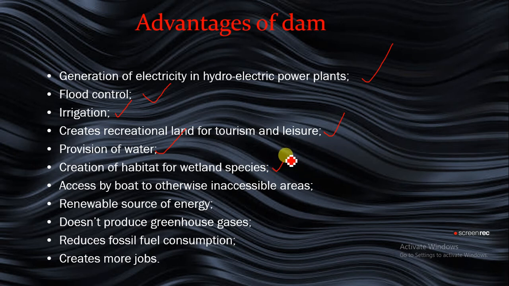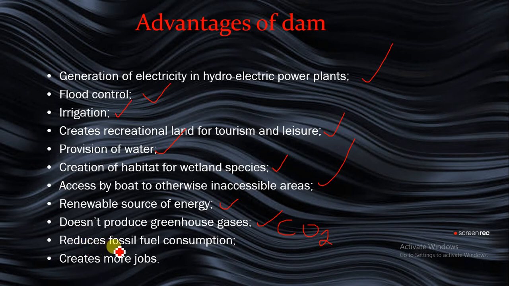Creation of habitat for wetland species. Access by boat to otherwise inaccessible areas, so it can be used for accessibility, that's for transport. It's also a renewable source of energy. Water is used for hydroelectric power generation in most dams. So you find that hydroelectric power is a renewable energy, and because it's renewable, it doesn't produce greenhouse gases such as carbon dioxide. Also, it reduces fossil fuel consumption.